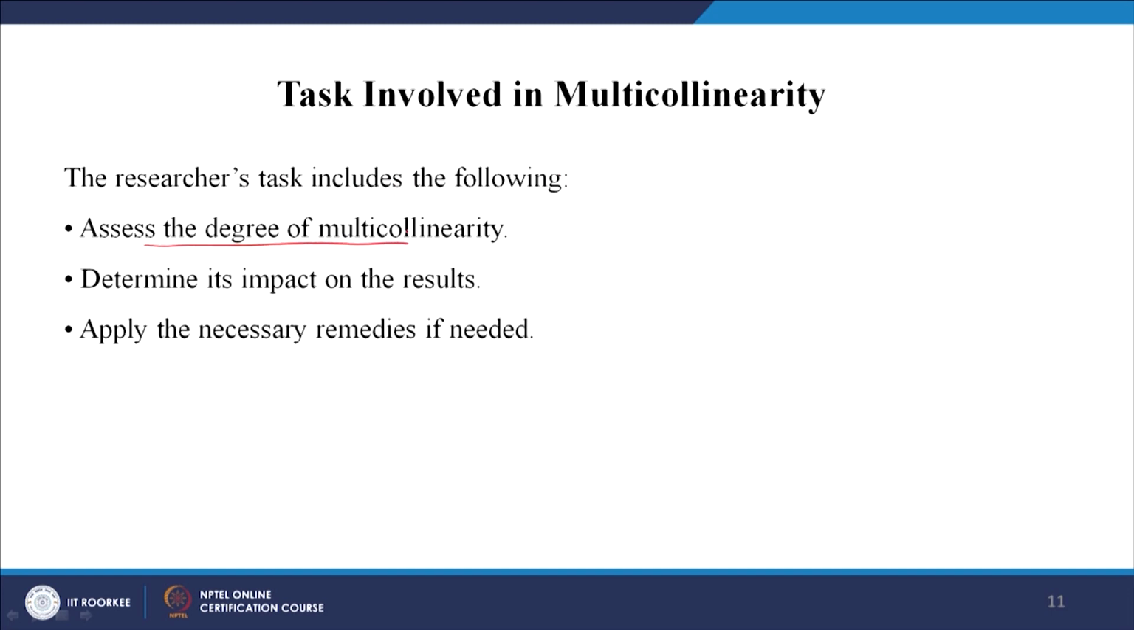First, find out the degree, the level of multicollinearity: is it really dangerous or in a very bad state? If it is very high, then it will have a negative, adverse effect on the research outcomes. Second, determine its impact on the results, that means its impact on the dependent variable. Third, apply the necessary remedies if needed. If it is a serious problem, then you need to handle it and carefully eradicate it.